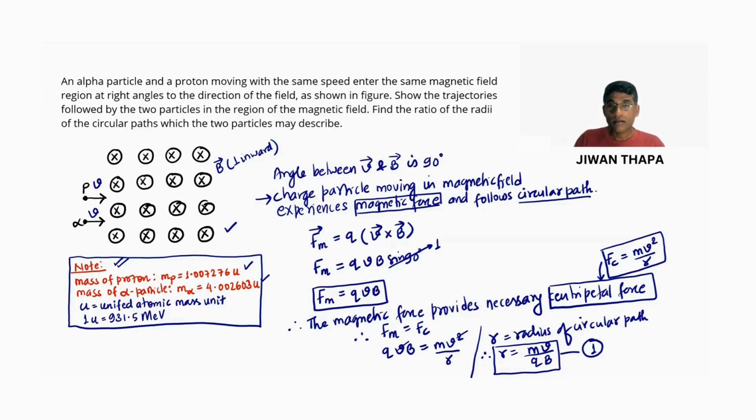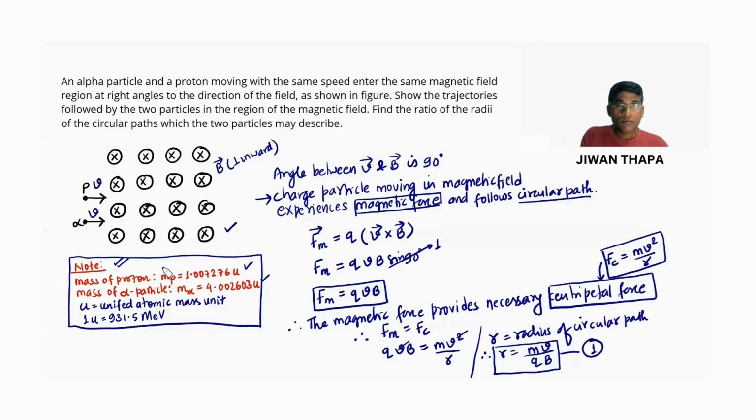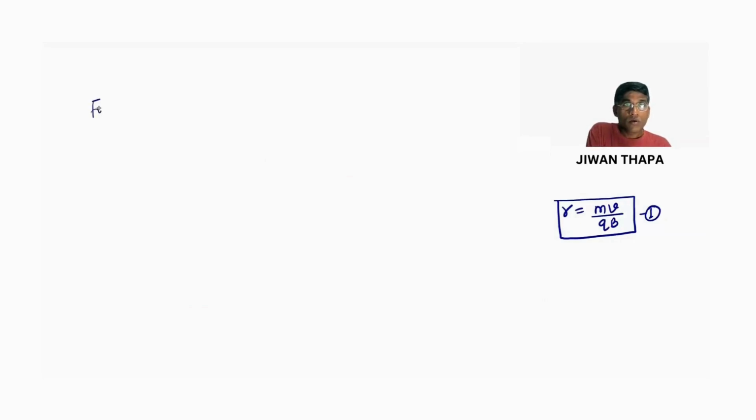Now we have R equals mv by qB. This is equation 1. Now let us go back to this slide. We can take the mass of proton approximately 1 u, and the mass of alpha particle approximately 4 u. So we have this. Now for the alpha particle.